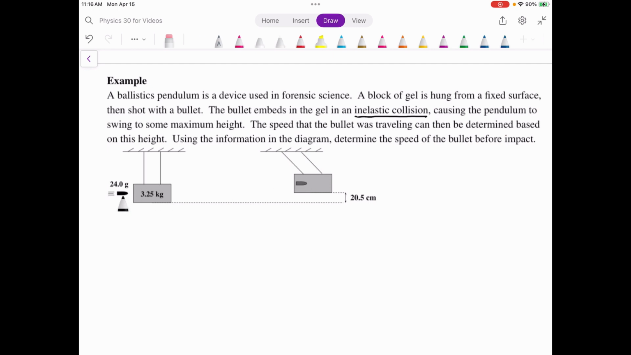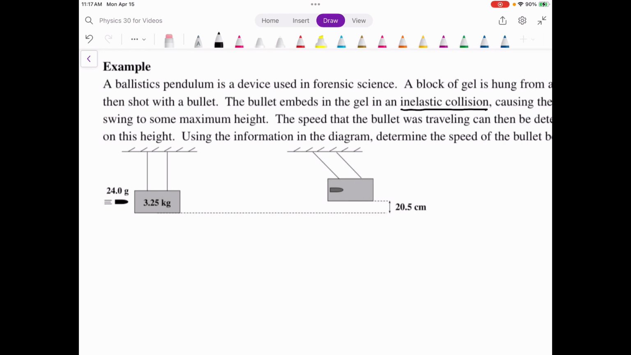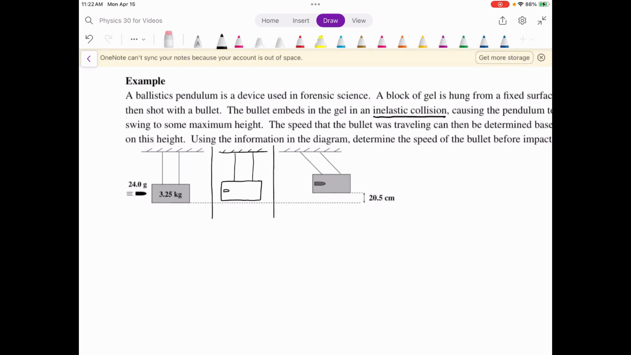Because we know that the bullet came in, it hit the ballistics gel, right? And then the gel and the bullet together swung up to this position here. But something happens in between those. Let's just think about the moment directly as it impacts. The reason I want to think about this middle stage is that we can't rely on conservation of momentum to go from here to here. Again, not because it's not true, not because conservation of momentum is being violated, but because it's not necessarily staying in our system.